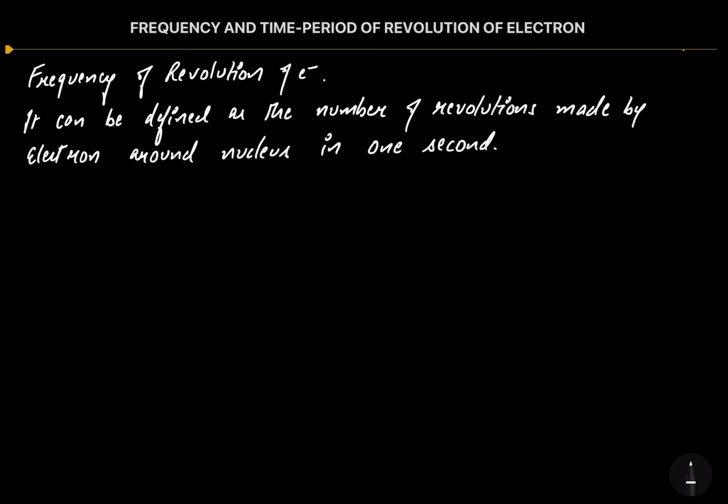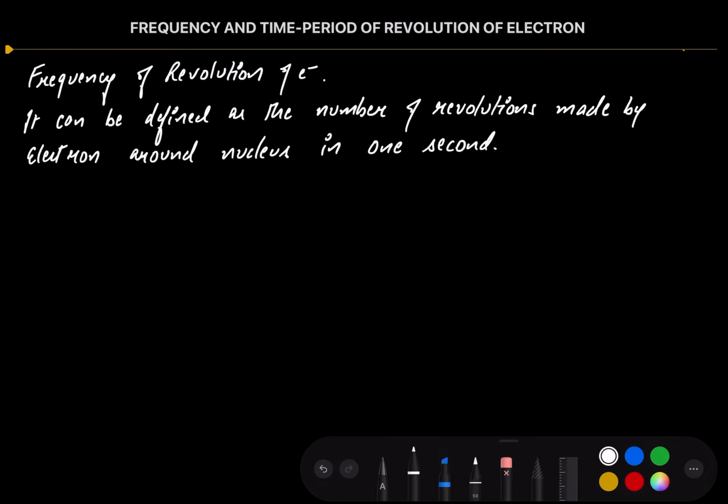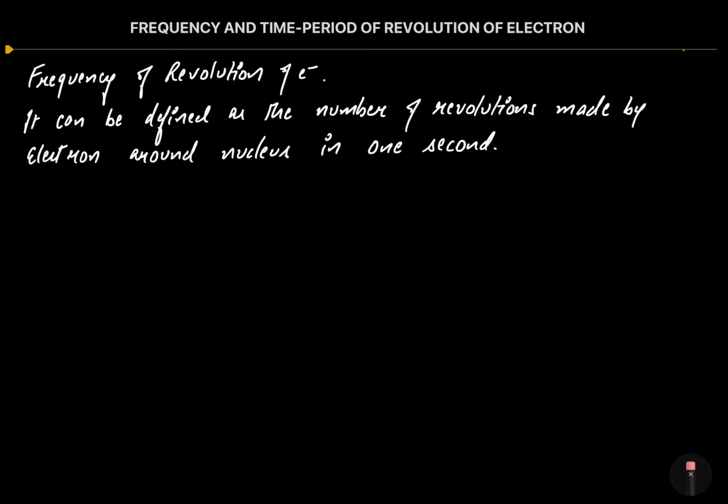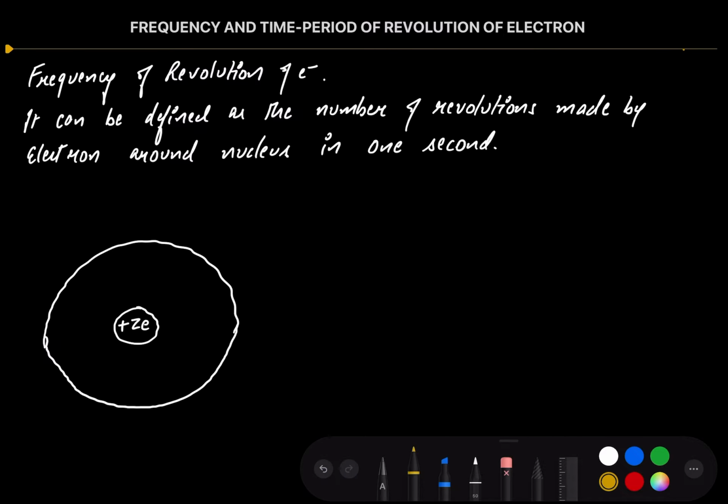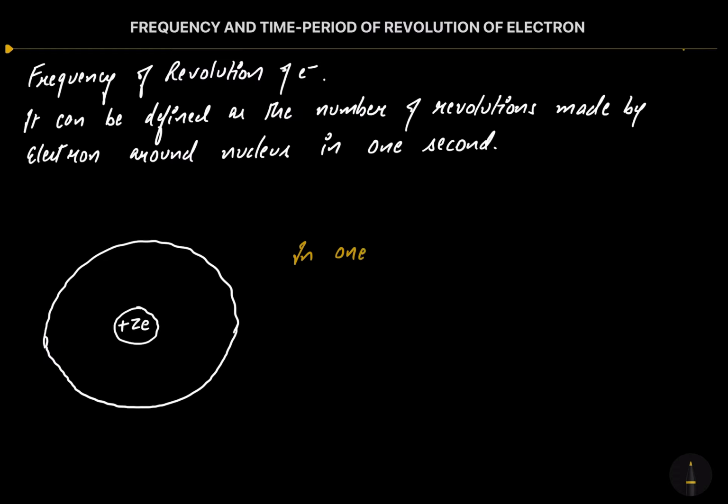Now, that's my nucleus plus Ze. This is the nucleus. This is the orbit on which the electron will revolve around the nucleus. So, in one revolution, distance traveled by the electron will be the circumference of the orbit.